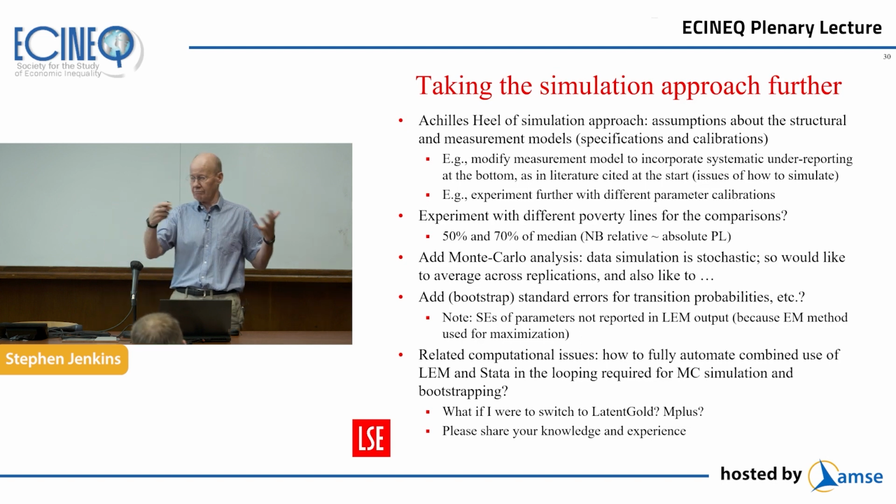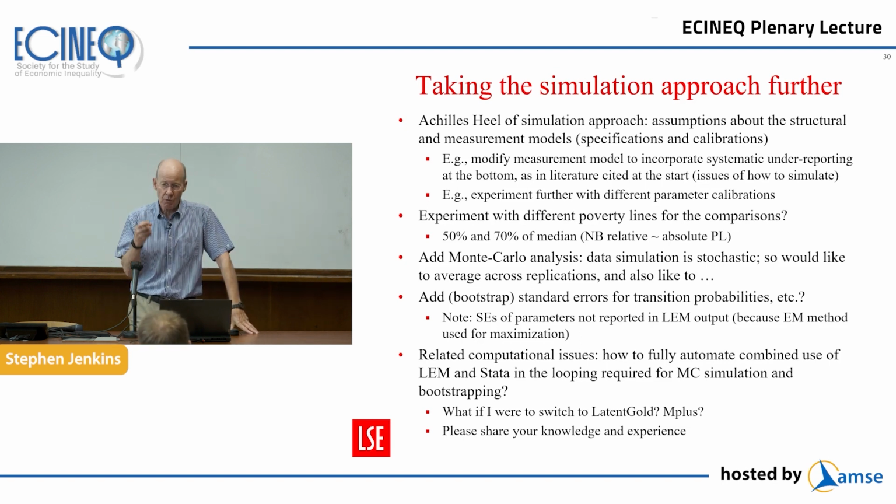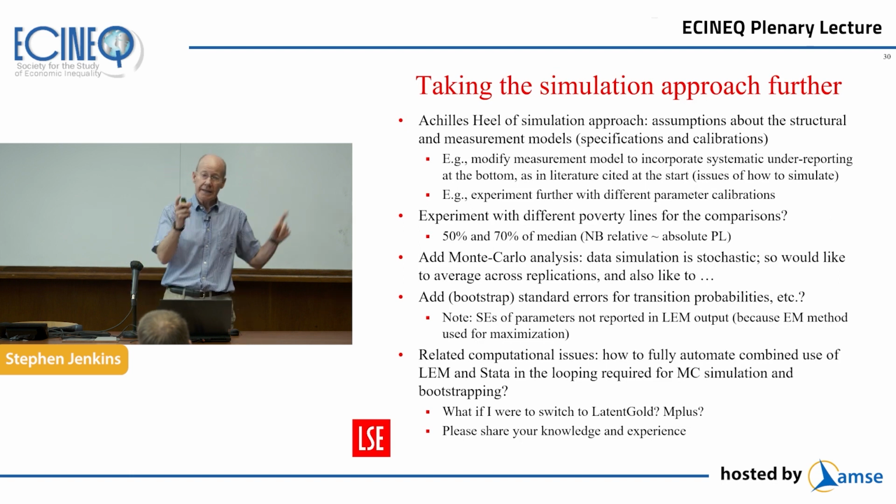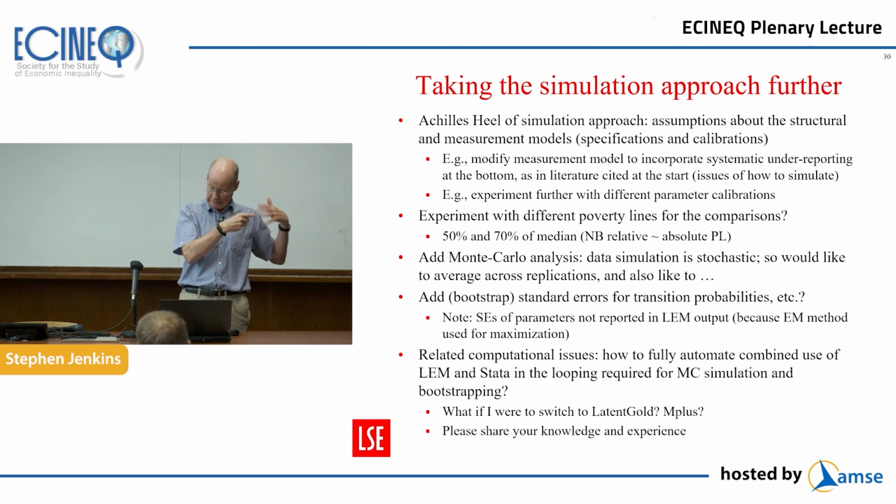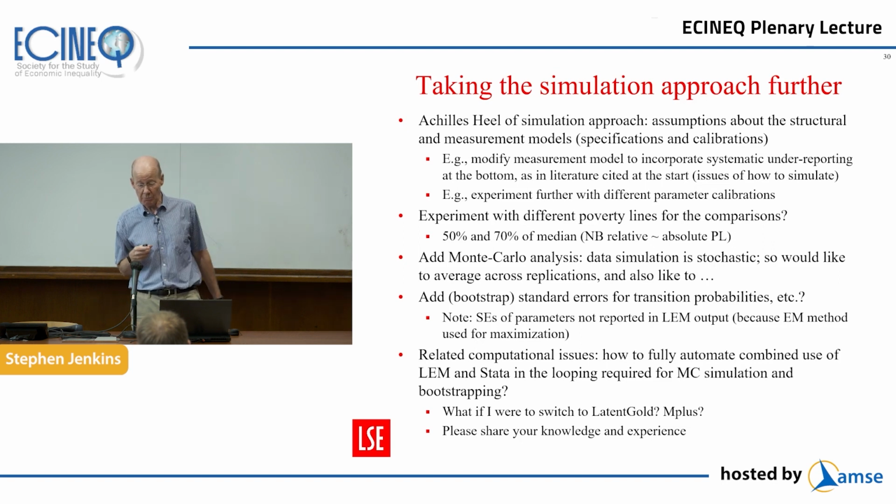Clearly it's following what a load of econometricians have done already, but one thing you might say is, well, that guy talked about measurement error at the beginning, and he's talking about poverty dynamics here, but he never incorporated that in his measurement model. So maybe what I should do is modify the measurement model to incorporate systematic underreporting at the bottom, which the people who've worked with labor earnings dynamics have typically not done. And of course, playing around with different calibrations is important as well. Playing around with different poverty lines, after all, the poverty line is arbitrary. Does it make a difference?